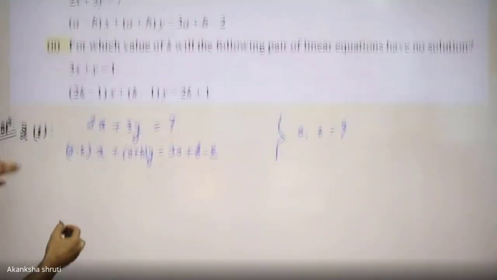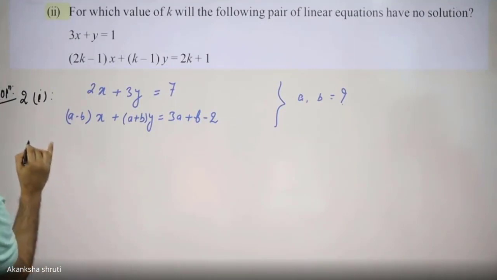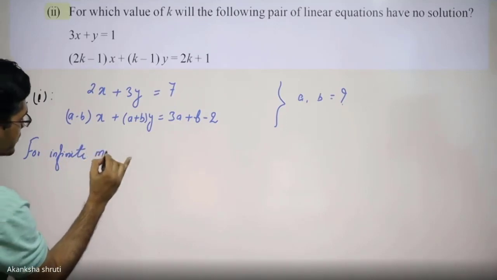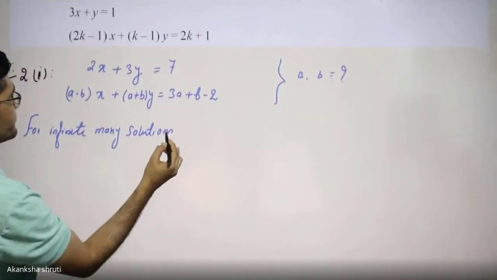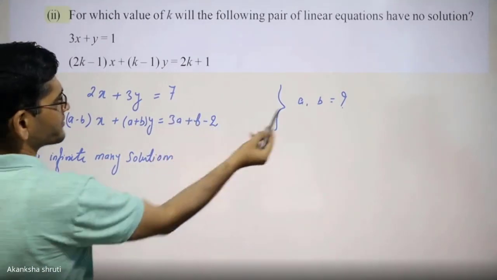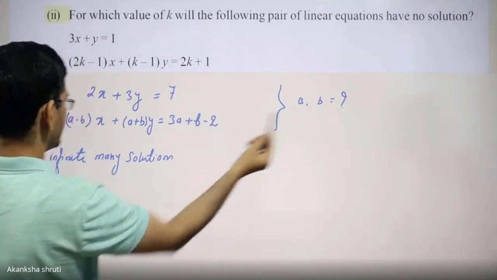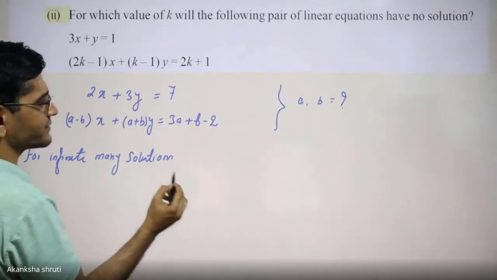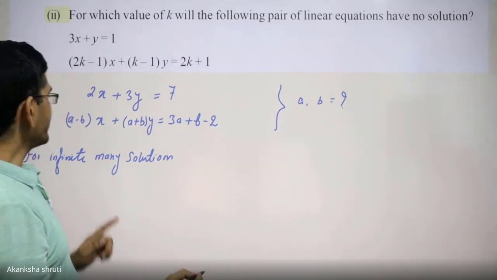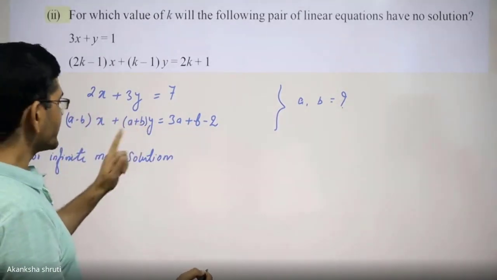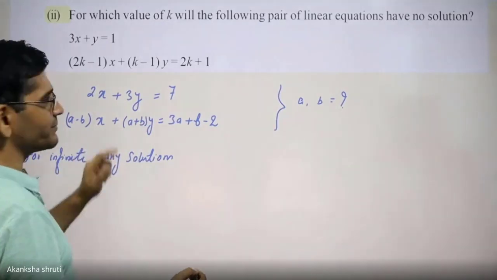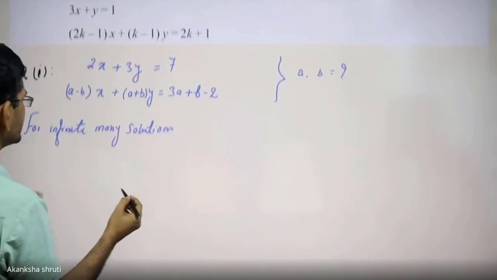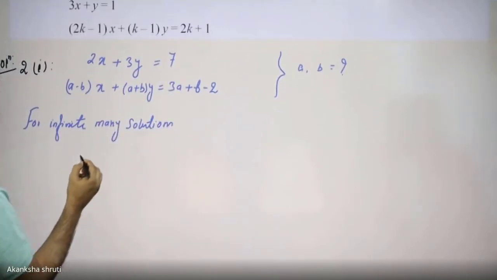So apply the condition for infinitely many solutions. From this pair of equations, we have to find the values of a and b. Keep in mind, here we need not calculate x and y. Rather, we have to calculate a and b. The given condition is that these equations have infinitely many solutions. So write the condition for infinitely many solutions.